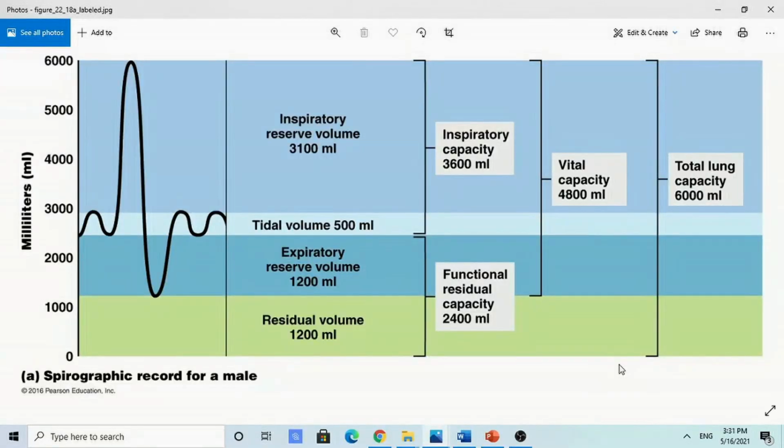Spirometry is a method by which the volume of air we breathe in and breathe out is measured. It's a method using a special instrument. We measure the amount, the volume of air, we breathe in and out.